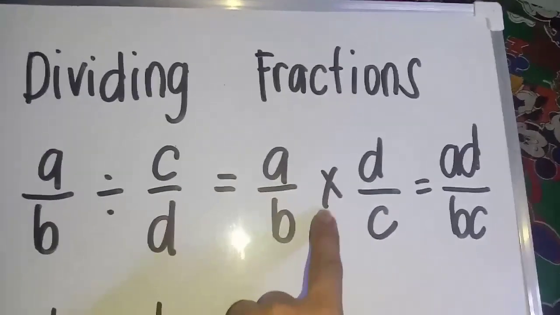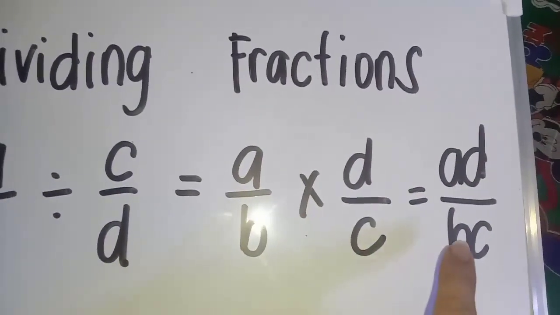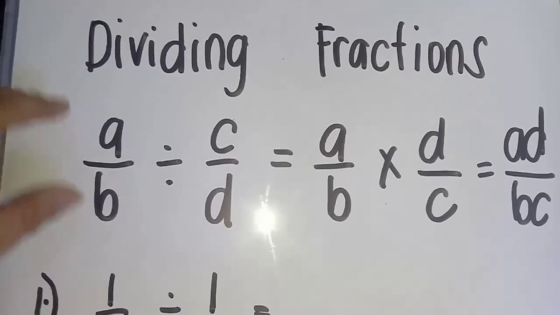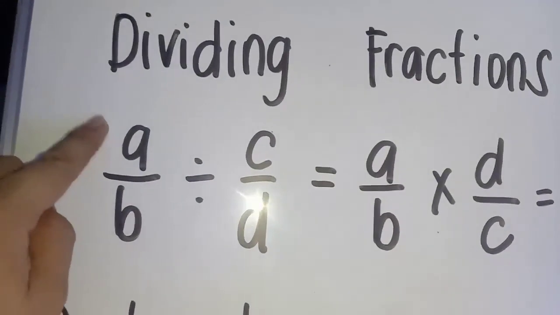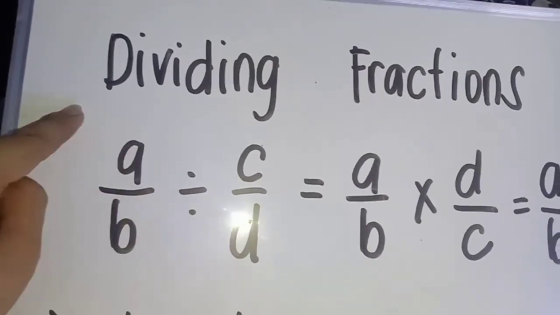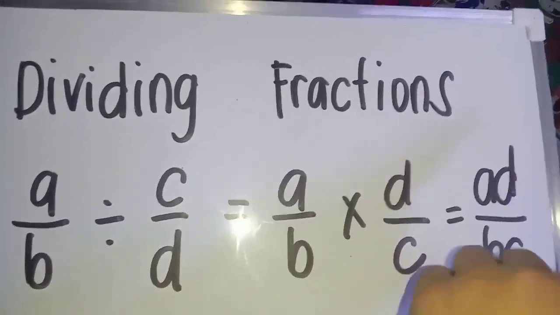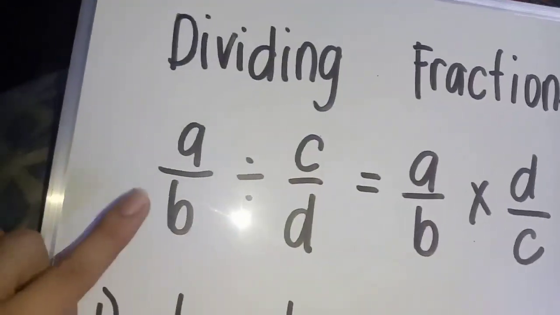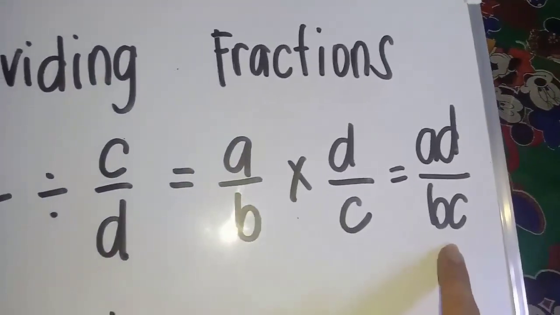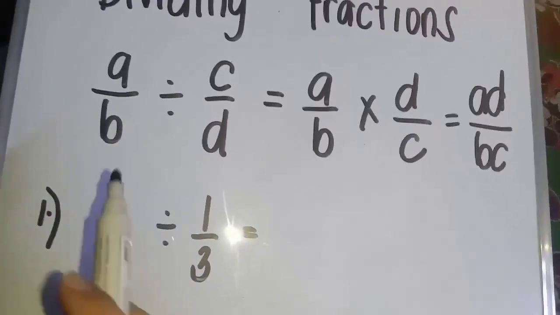Okay, then we will proceed to multiplication. Then multiply. A times D is AD, then B times C is BC. Okay, so this is how we obtain the quotient of fractions. Or the shortest way is to multiply the first numerator to the second denominator, and that would be your numerator, that is AD. To obtain the BC denominator, simply multiply the first denominator to the second numerator to obtain BC. So that is the shortcut.